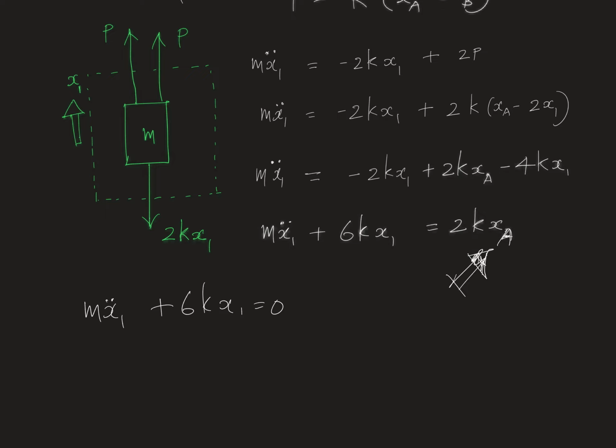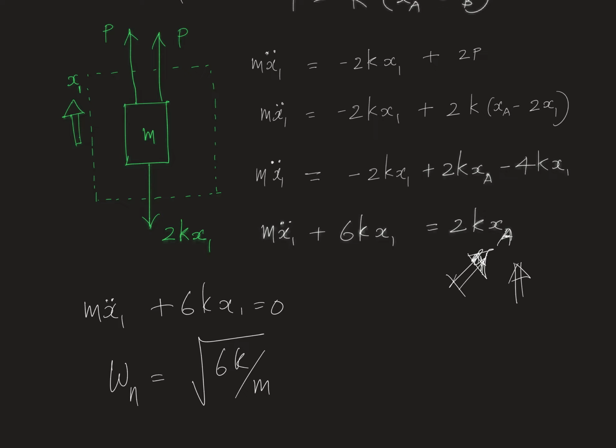Think physically. 2kxa is the term which comes into the equation because of the fact that we are imposing a displacement on the free end of the spring. In a free vibration problem, there is no such displacement acting on the system continuously. So this term assumes a value of 0. Now you have the free vibration equation. Now the natural frequency is very straightforward. Omega n is equal to root 6k by m.